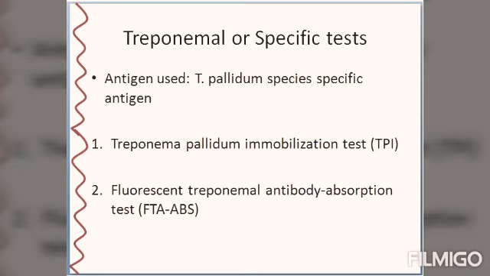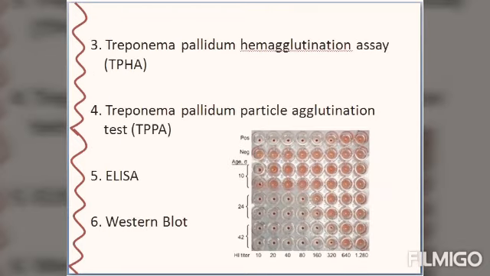Next is the treponemal or specific test. Here the antigen we are using is a Treponema pallidum species specific antigen. The important specific tests are Treponema pallidum immobilization test, fluorescent treponemal antibody absorption test, Treponema pallidum hemagglutination assay, Treponema pallidum particle agglutination test, ELISA, and Western blot.